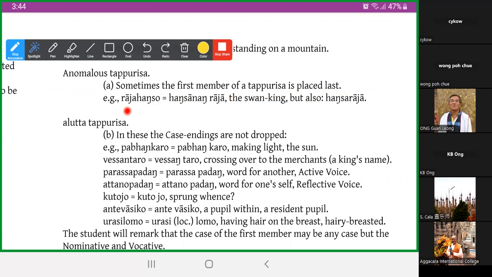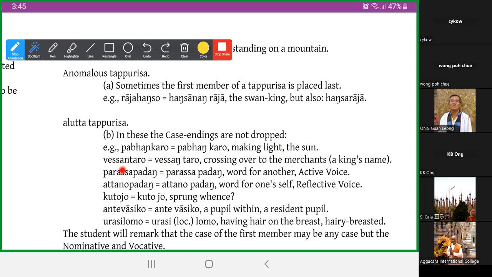For example, Raja Hamso, Rahansanam Raja, the Swan King, but also Hamsa Raja. Okay, Aluta Tappurisa. In this, the case endings are not dropped. For example, Papam Karo, making like the sun.